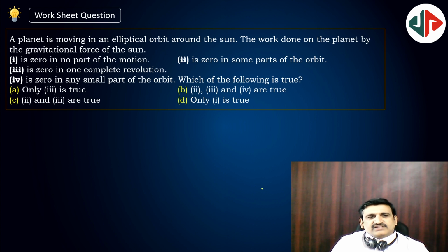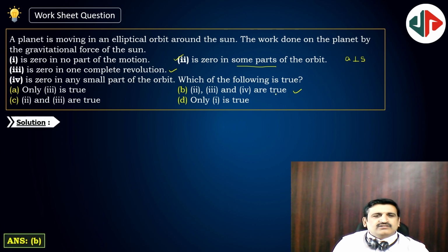Planet is moving in an elliptical path. Is 0 in no part of the motion is a wrong option. Is 0 in some parts of the motion is correct. Why? Because at certain places the radius is perpendicular to displacement, obviously we will have 0. 0 in one complete revolution: it's a conservative force, so this is also true. Next is 0 in any small part of the orbit. Which of the following is true? So this one comes to true.